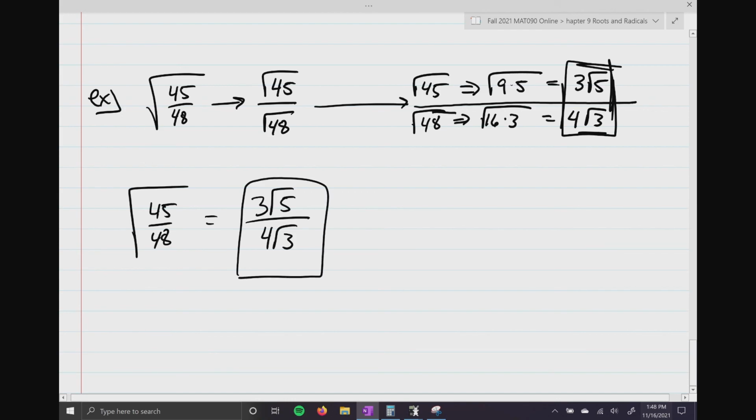So even though they're fractions, nothing changes. Your technique is still the same. You are looking for perfect squares so that you can separate them and reduce them very quickly. Okay? And that's going to be it for this video. I will see you in the next one when we talk about adding and subtracting square roots.